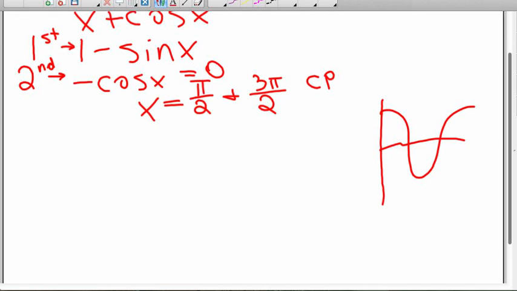Oh wait, no, we need the original graph, don't we? The x plus cosine x. We're doing the second derivative. Oh, so we do need the original graph, but we plug the numbers into the second derivative, right? Yeah. No, we just need a graph with pi over 2 and 3 pi over 2. Okay, now what we saw for the second derivative, those are points of inflection.